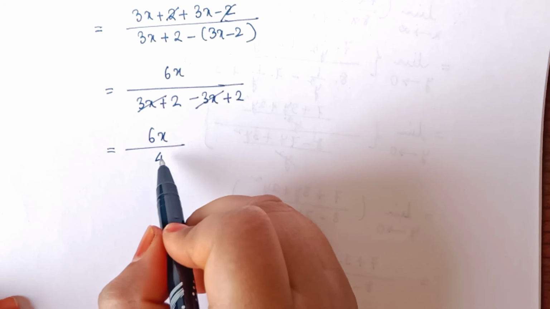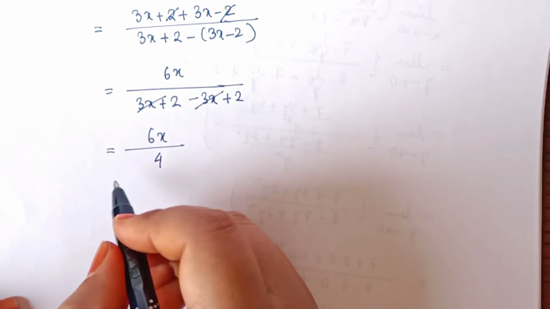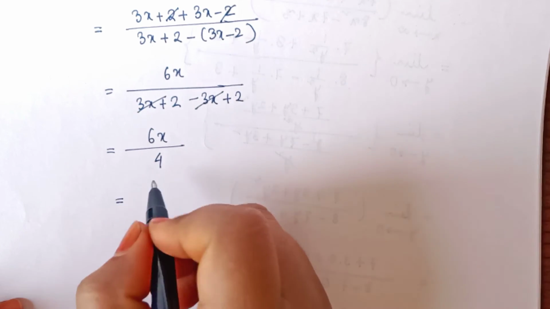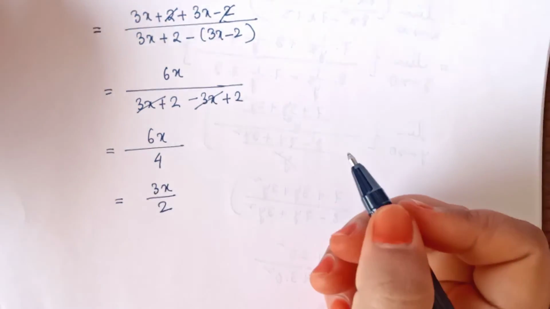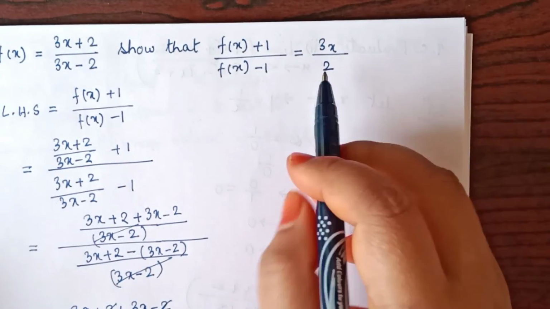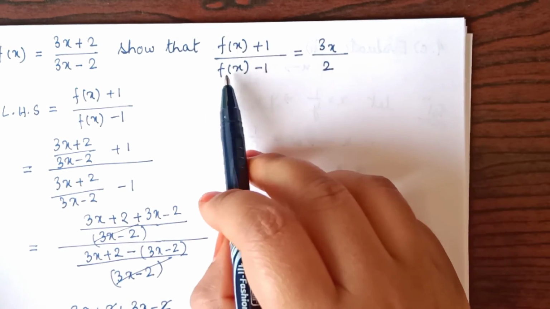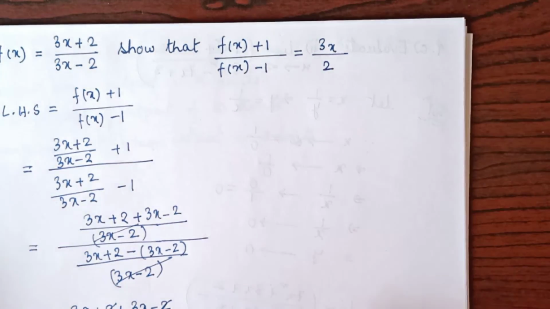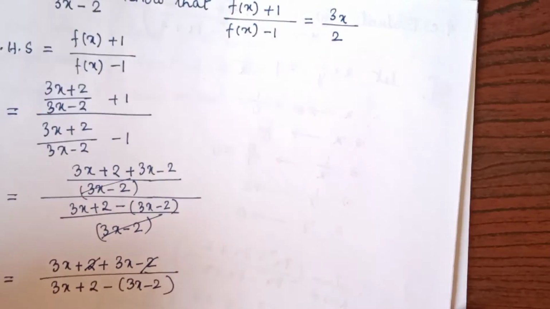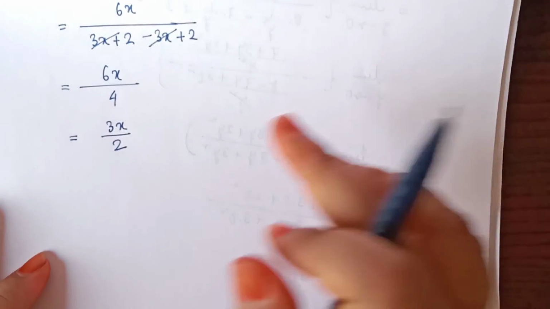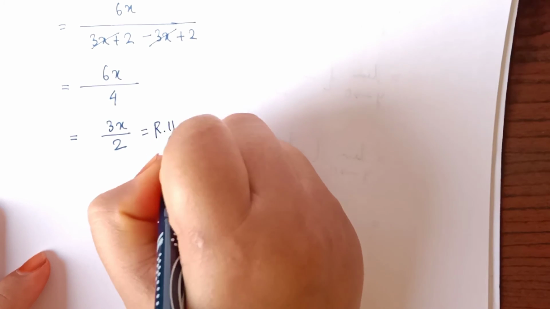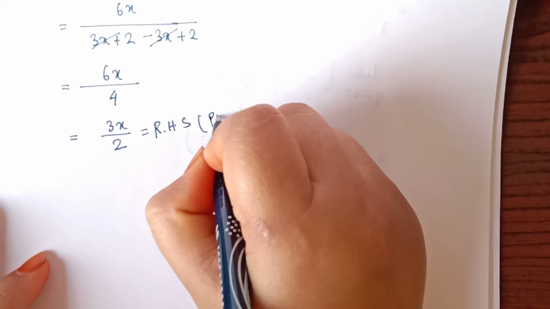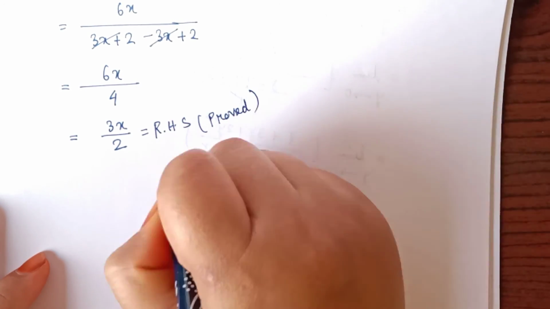Now 6 and 4 have a common factor 2. So let us divide numerator and denominator by 2. So we get 3x by 2. Now we have to prove these values: (f(x) + 1) / (f(x) - 1) equal to 3x/2. And see, we got this value 3x by 2. So we will write down right hand side, proved. So we have proved this value.